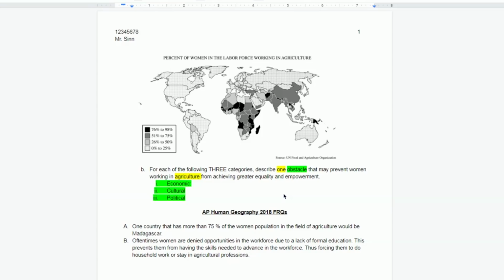I just need to answer what the question's asking me. That's it. Now we're moving into culture. And one of the things to notice is that we're talking about cultural factors here. So we don't want to address economic ones again. We've already done that with our first bullet point.